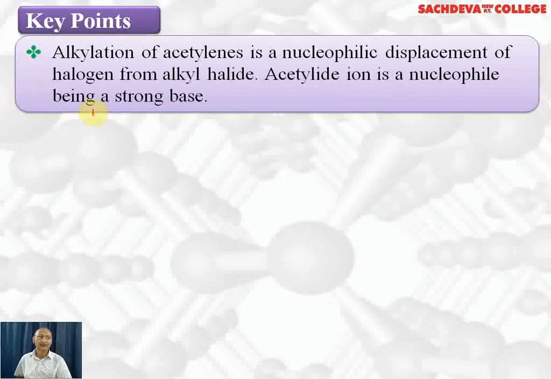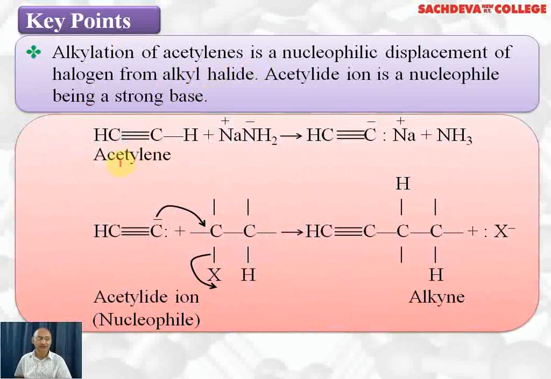Let's take up some important points. Alkylation of acetylene is a nucleophilic displacement of halogens from alkyl halide. Acetylide ion is a nucleophile, being a stronger base. Now acetylene reacts with NaNH2. Here H positive ion is replaced by Na positive ion, the acetylide ion is negatively charged, and ammonia is removed.